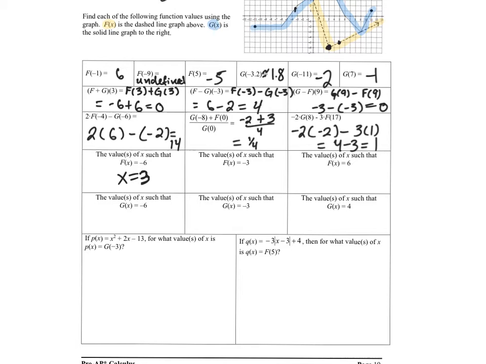Then we want to find the values of x such that the function of x is negative 3. So we have negative 3 here and here. It looks like when x is 2 and x is 9. And then the last one of this says the values of x such that the function of x is equal to 6. Well, here we have this interval.